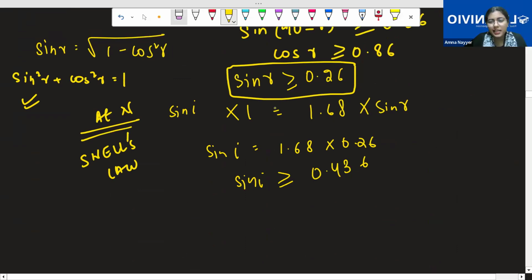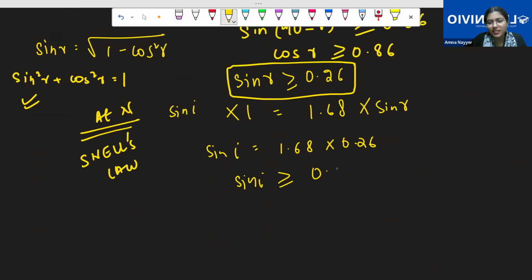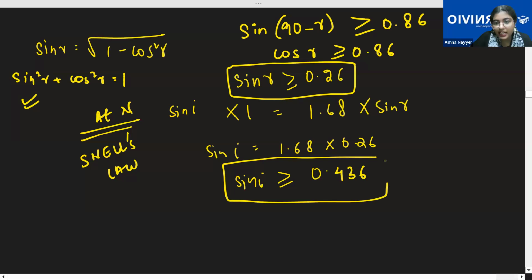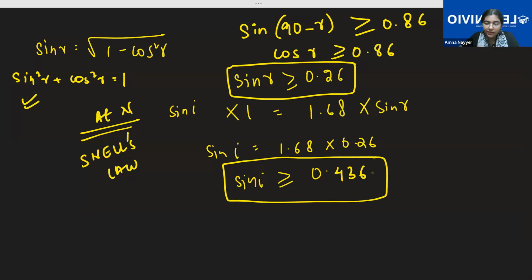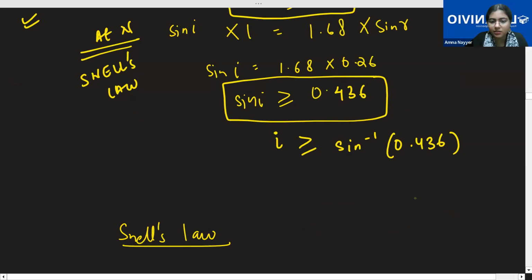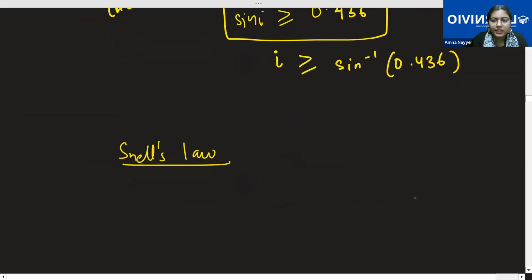But please do these calculations properly again, because these were done in a rush by me just to save time in the class. See, this is the range. Sin I value starts from 0.436. And if the angle of incidence is asked, you can say sine inverse 0.436. All the values will be there, but please make the calculations. Did you get it?